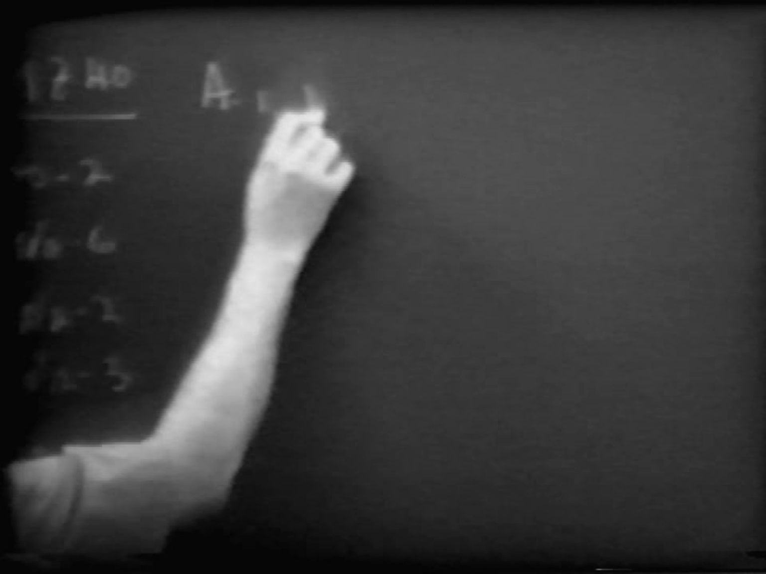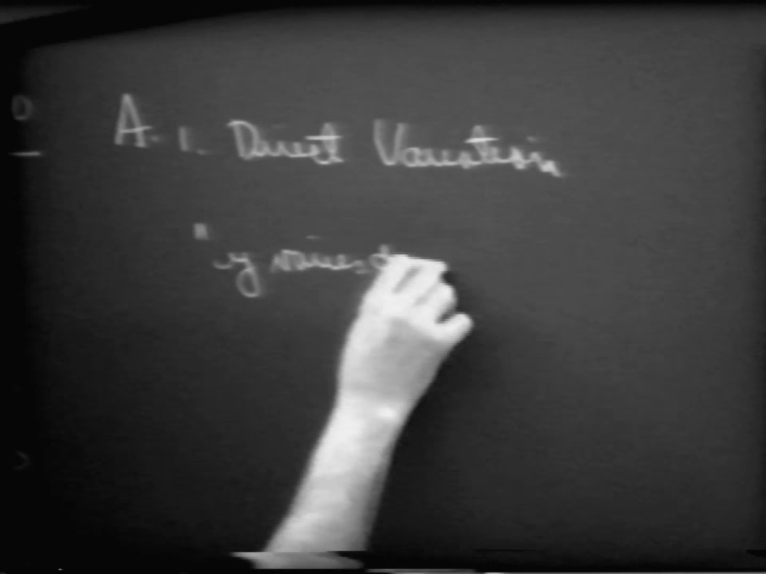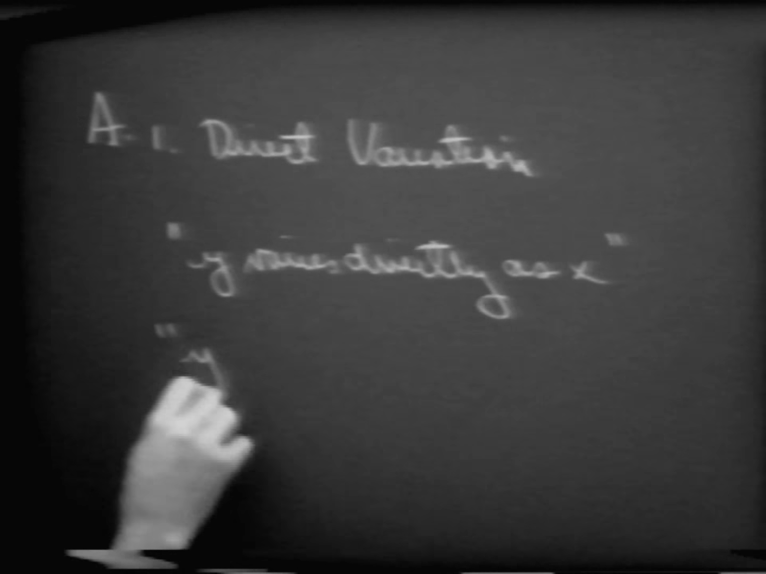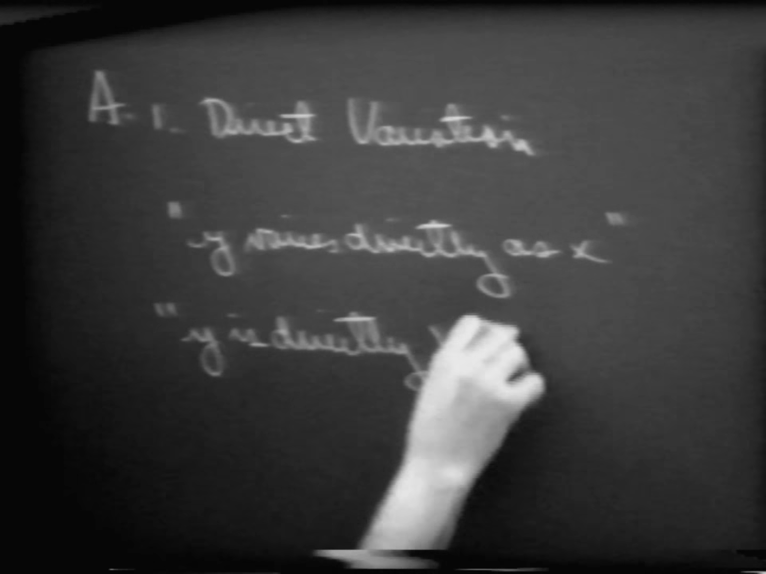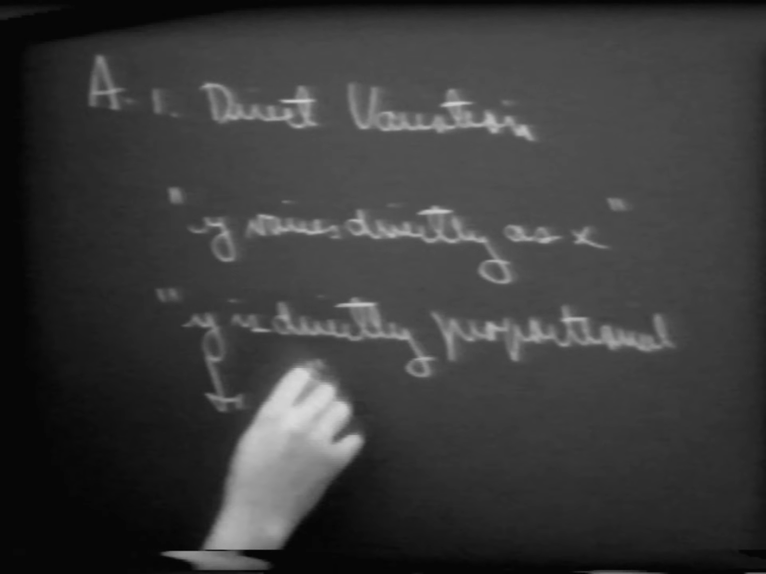Let's go back and look at what we did with direct variation for a minute, and then we'll see how there is a nice carryover into inverse variation. Now, for example, whenever we said y varies directly as x, or else when we said y is directly proportional to x, how then did we interpret these two sentences by means of a formula?